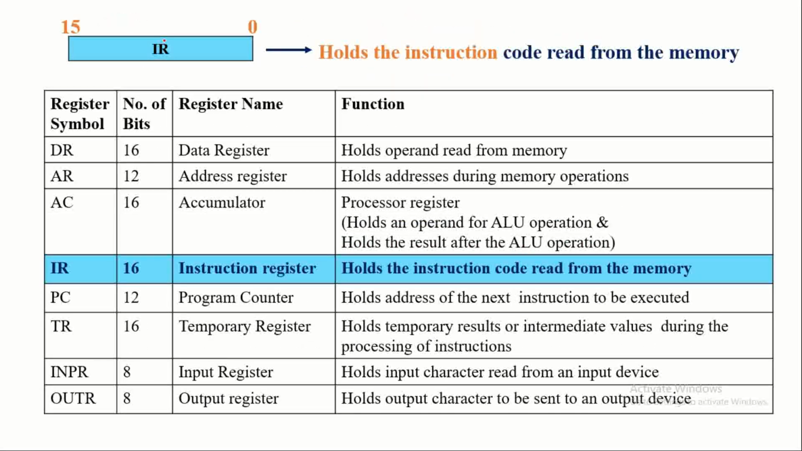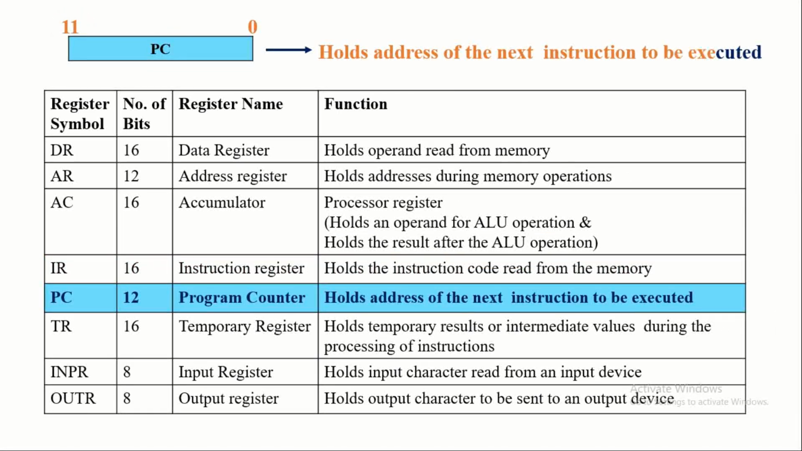Coming to the instruction register, it holds the instruction that is read from the memory. Its size is also 16-bit because it is also one of the memory words, right? So memory word size is 16-bit. Whereas the program counter register holds the address of the next instruction to be executed in the program. Since it holds the address, it is of size 12-bit only.